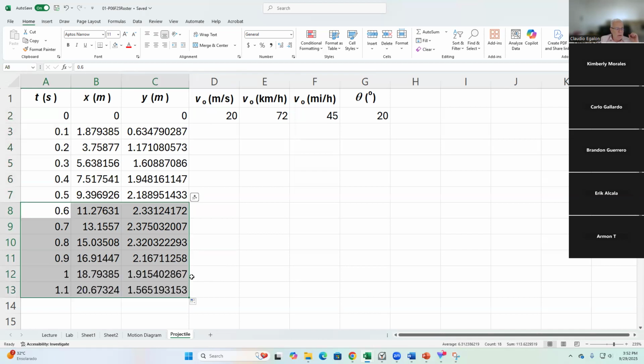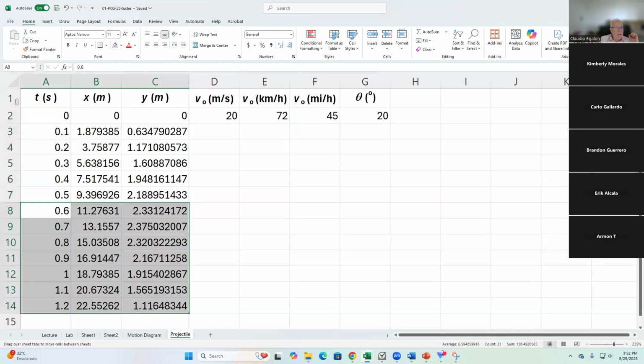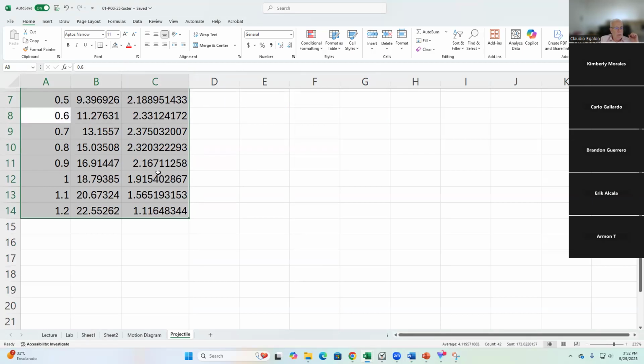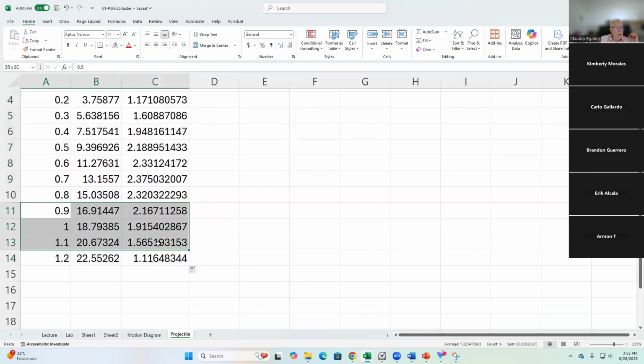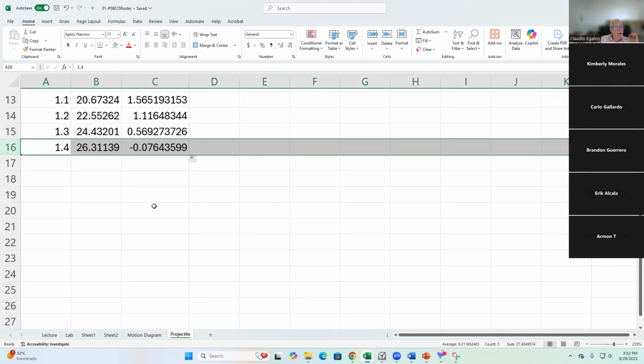Now the projectile is decreasing in height, until it hits the ground. Here you go. 1.2. Okay, now it's already below the ground, right? Minus 0.07. So anytime between 1.3 and 1.4 seconds, the projectile hits the ground.